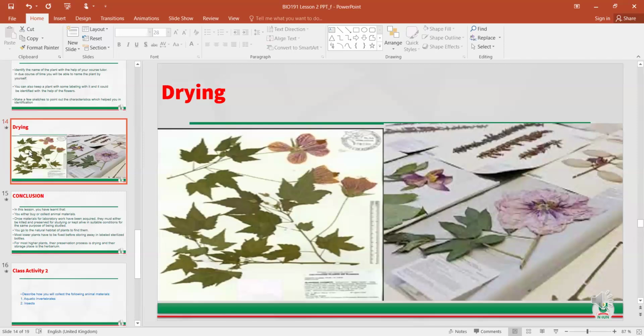See what you have. Plants have been dried under the paper. This is what we have, the dry plants. For drying, put them on a paper and then dry them under the sun.